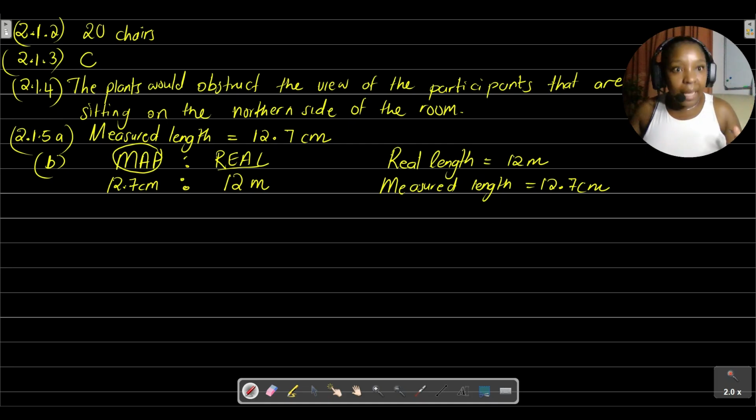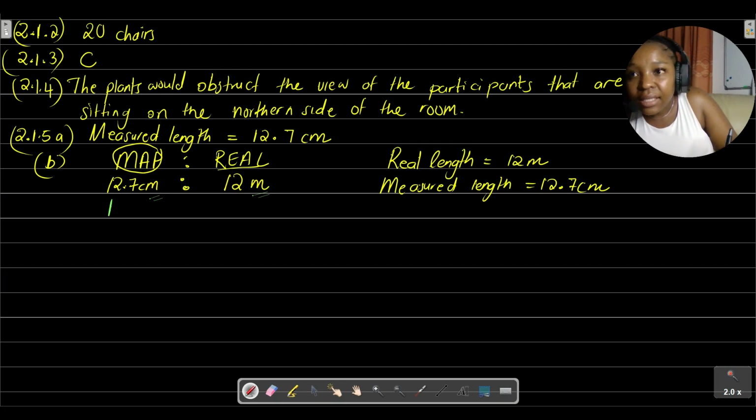Once our units are the same, then we can divide by the value on the left to get 1:something. Let's take it away. So I'm going to choose to convert meters into centimeters. Please note, even if you choose to convert these centimeters into meters, we are going to get the same answer. So I'm going to leave this as 12.7 centimeters is to, and convert these 12 meters into centimeters.